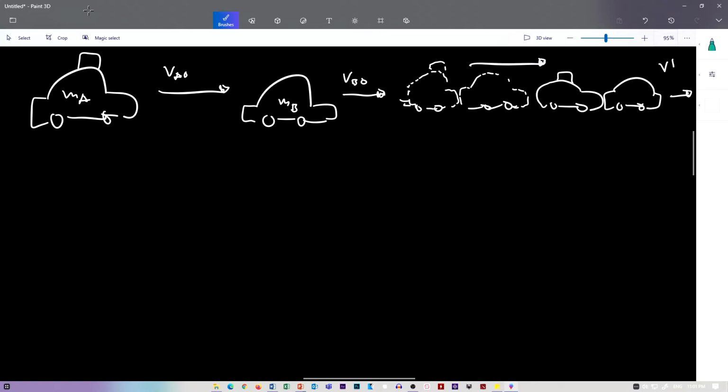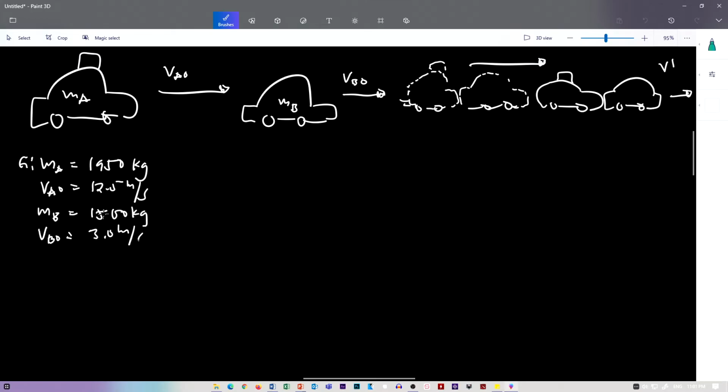Let's now write the given. For our m sub a, what's the mass of this car? 1950 kilograms, moving at a velocity of 12.5 meters per second. And then you have your sedan, that's m sub b, which is 1500 kilograms and moving at a much slower velocity, 3 meters per second. Correct?